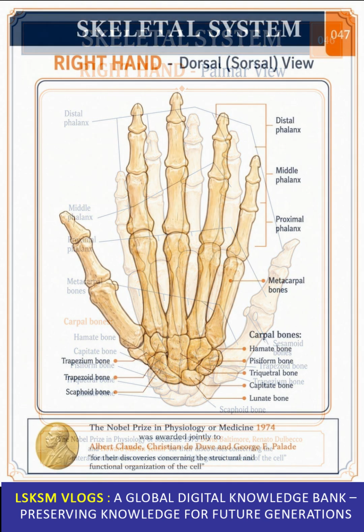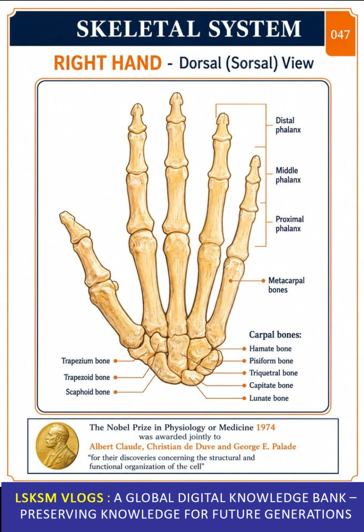Right hand, dorsal view. The dorsal view displays the back of the hand and the arrangement of tendons. It helps illustrate finger extension and hand movement.